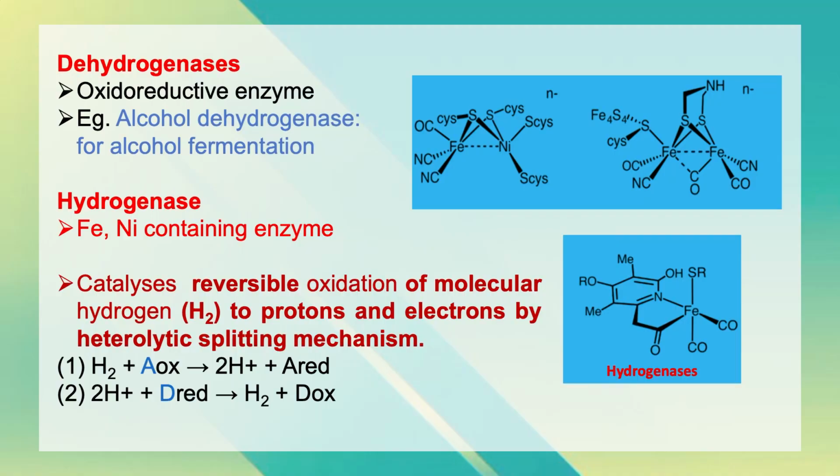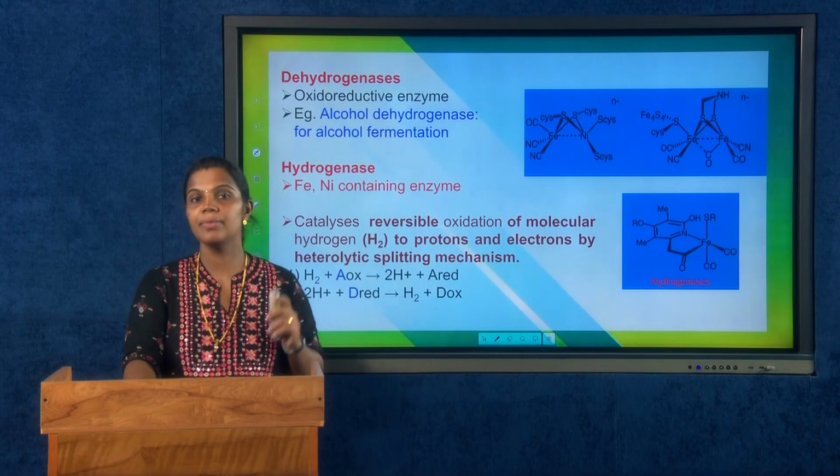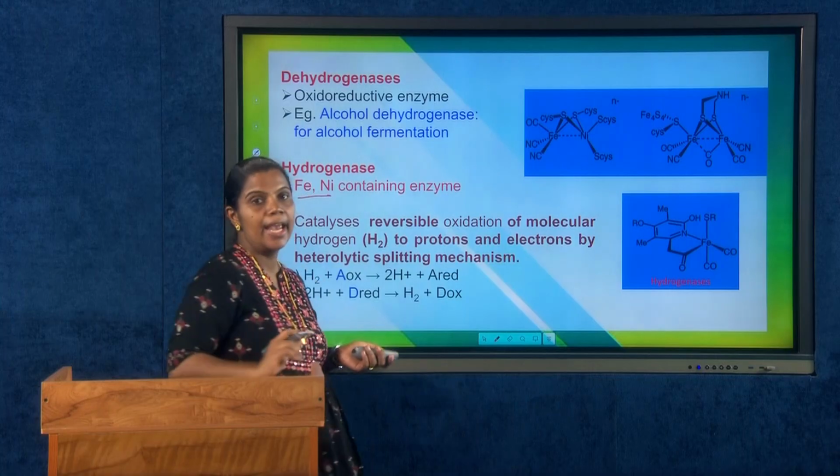Another category of enzymes is the dehydrogenase enzyme. It is an oxidoreductive enzyme. For example, we have alcohol dehydrogenase for alcohol fermentation. Another category of enzyme is the hydrogenase enzyme. Hydrogenase enzymes are usually iron and nickel containing enzymes.